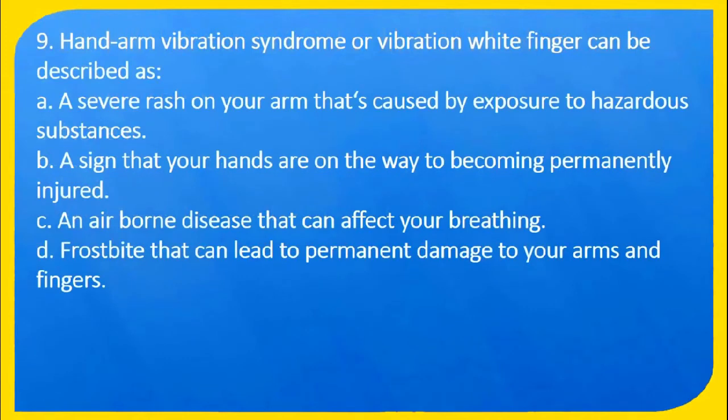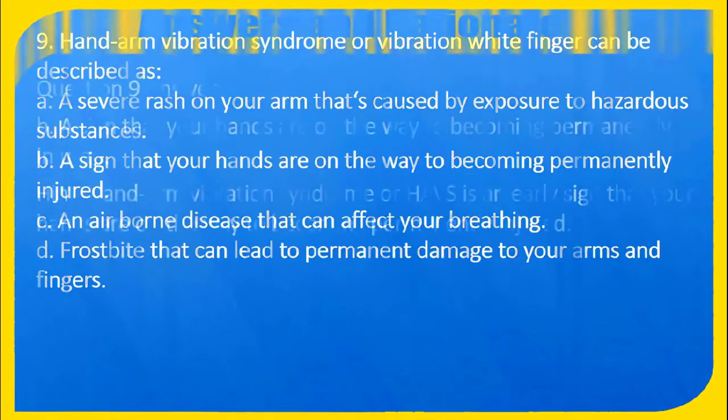Question 9. Hand arm vibration syndrome or vibration white finger can be described as A. a severe rash on your arm that's caused by exposure to hazardous substances. B. A sign that your hands are on the way to becoming permanently injured. C. An airborne disease that can affect your breathing. D. Frostbite that can lead to permanent damage to your arms and fingers.